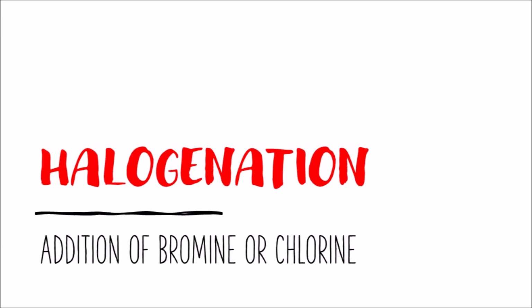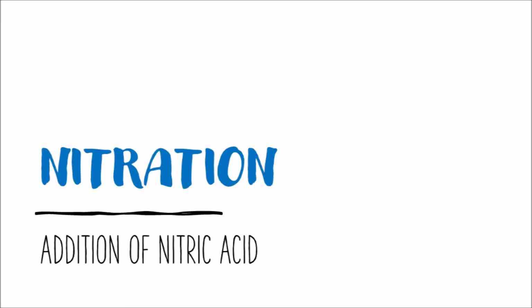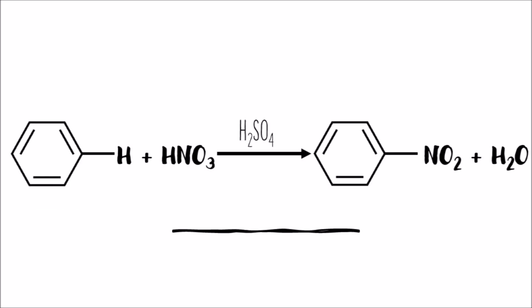One of those is halogenation. Under normal circumstances, benzene does not usually react with halogens unless there's a presence of an iron catalyst, just like in this equation here where benzene reacts with molecular chlorine to form chlorobenzene. In nitration, we heat benzene with a mixture of concentrated nitric and sulfuric acids, which would then replace one of the hydrogen atoms with a nitro group, similar to this equation.